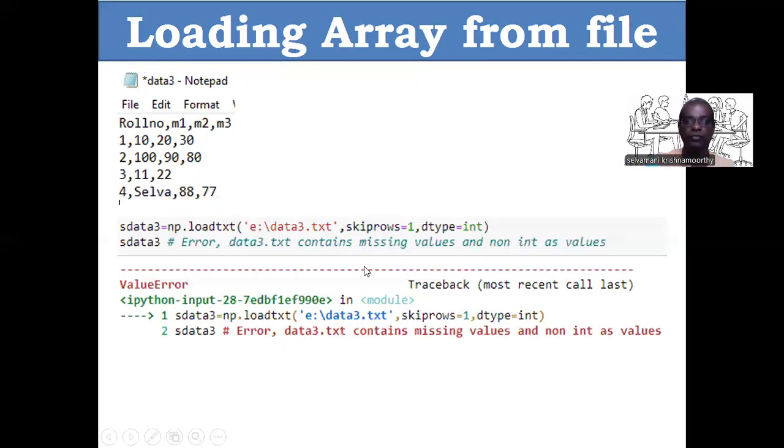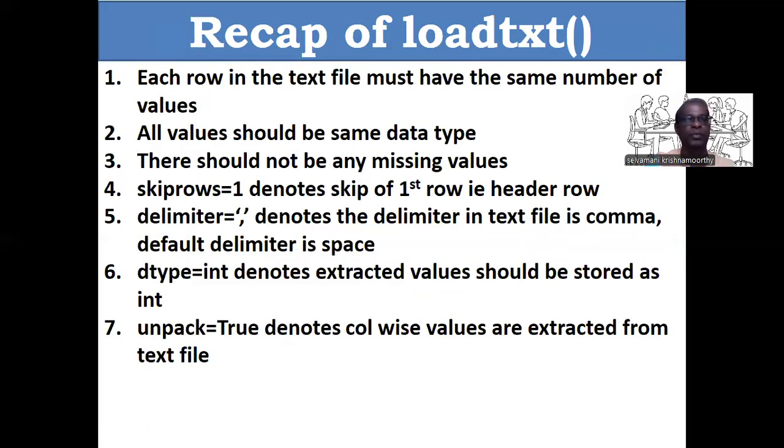Okay, let us go for recap. Very simple recap for loadtxt. Each row in the text file must have the same number of values. Otherwise, it shows error. All values should be the same data type. Integer means all integer. Float means all float. Otherwise, it will error. There should not be any missing values. That means each row should have the same number of columns.